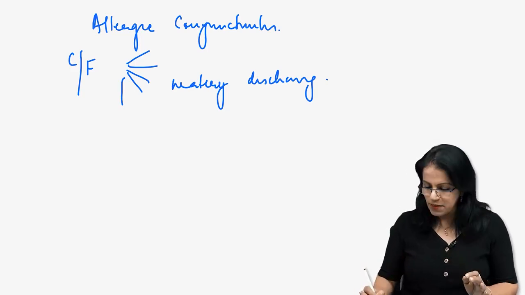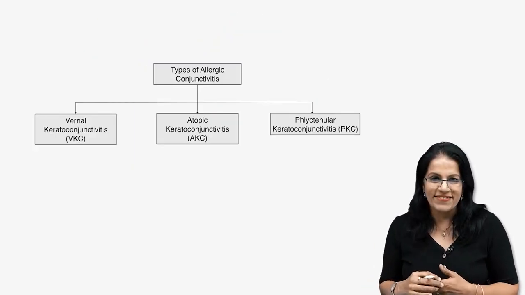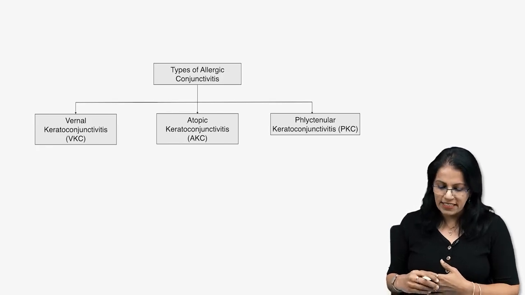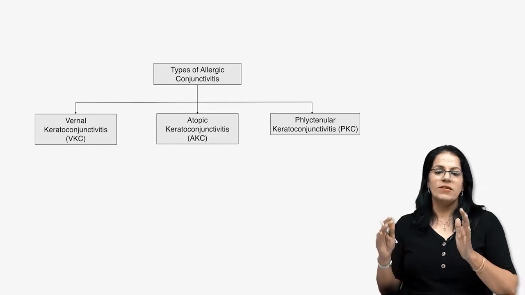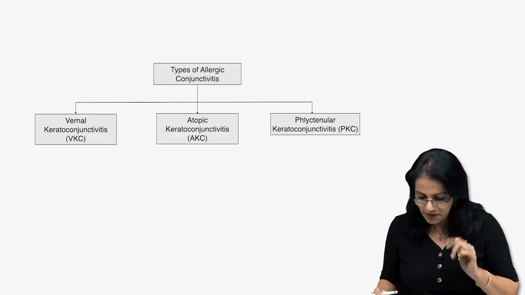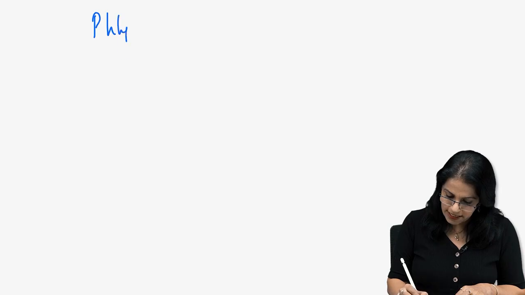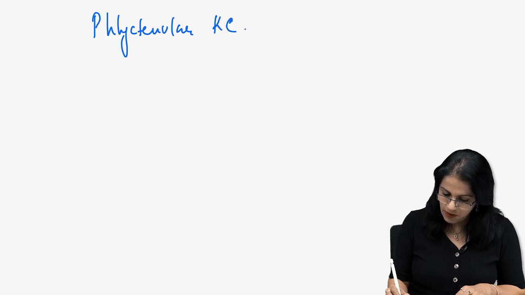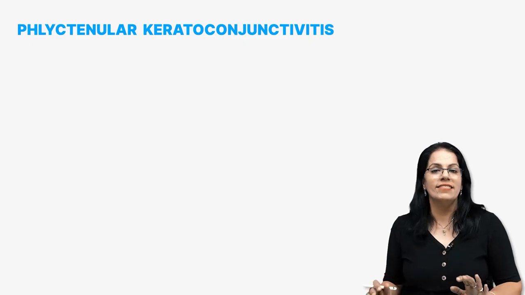Okay, can we move further? We talk about specific types of allergies. There are three main headings that we are going to cover. What are the three main headings? Phlyctenular, vernal keratoconjunctivitis, and atopic keratoconjunctivitis. We start with phlyctenular. When you say phlyctenular keratoconjunctivitis, phlycten means what? A nodule, right?